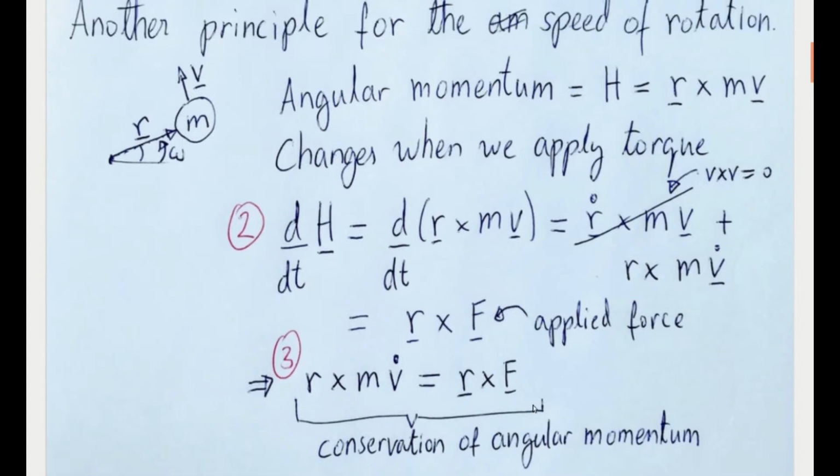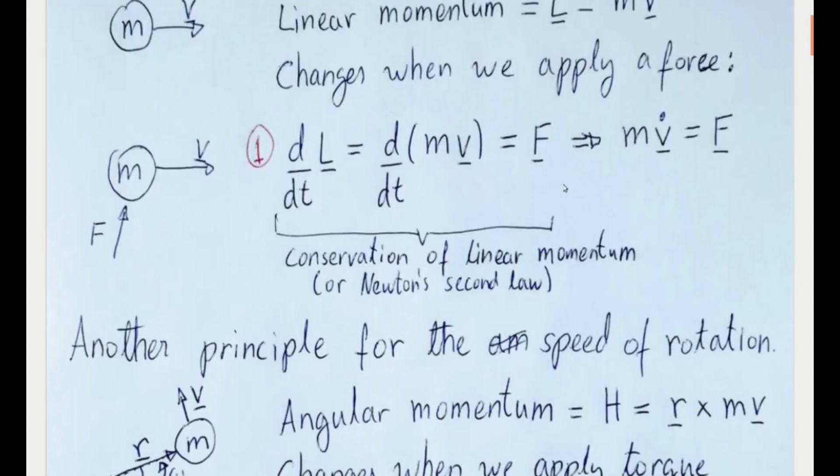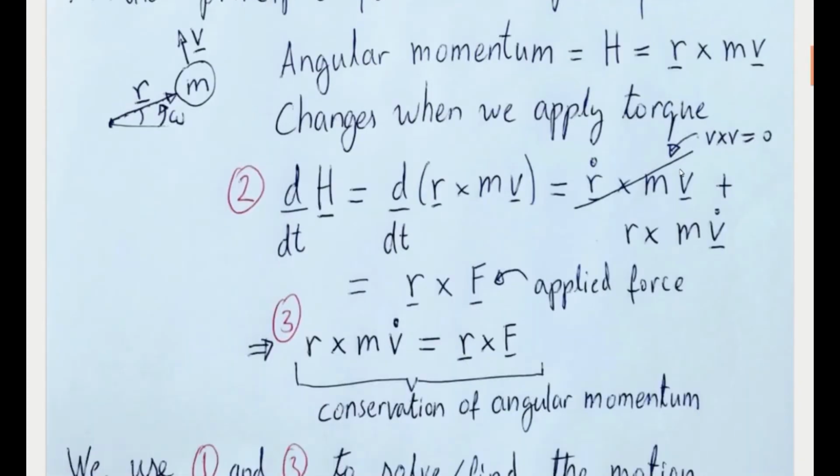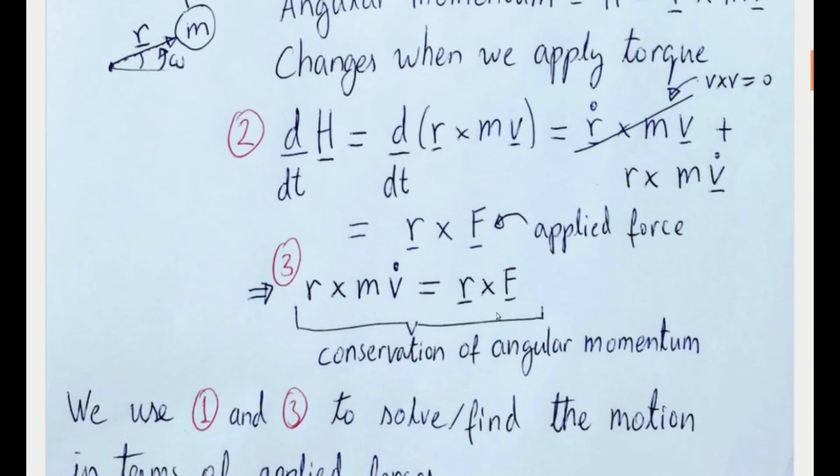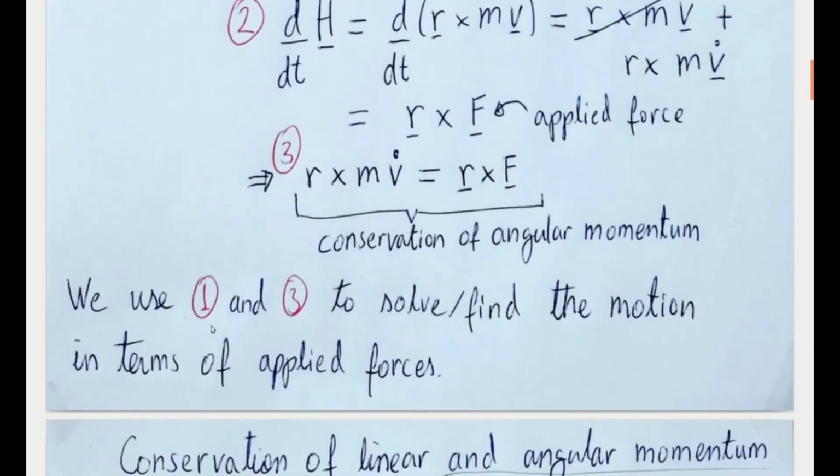So this isn't just blah blah theory. This is the thing you need to use. You need to use this equation here, and this should be underlined here and here too, I'm afraid, and Newton's second law. That's how you're going to solve how things move when you apply forces. Those are the two results you need, okay? So you can look at the derivation if you like, but you need to use these results. So we use equations 1 and 3 to solve and find the motion in terms of applied forces.